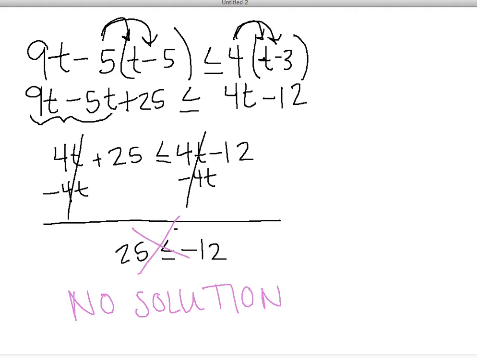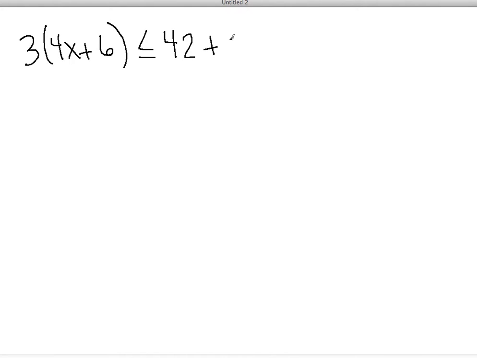All right, so if you look at one last example that's in your packet, we have 3 times 4x plus 6 is less than or equal to 42 plus 6 times 2x minus 4. Just like any normal equation, what we're always going to do first is distribute. If you can't distribute, then you move on, but if you can, you got to do it. So we get 12x, and 3 times 6 is 18.